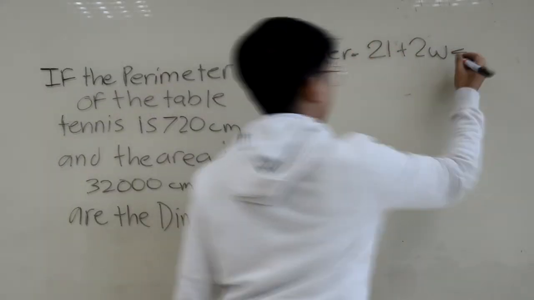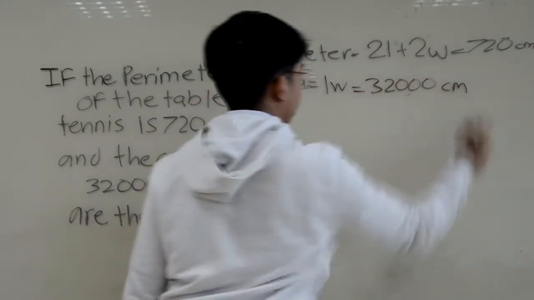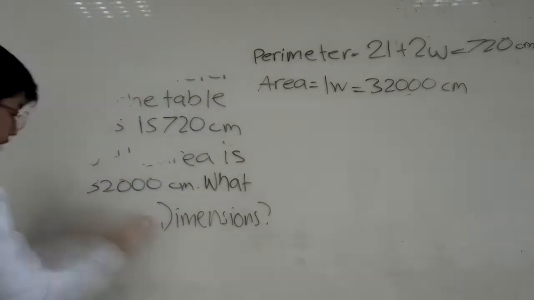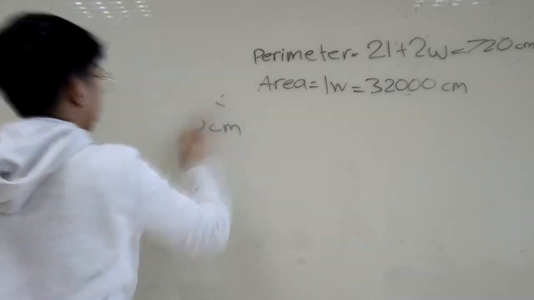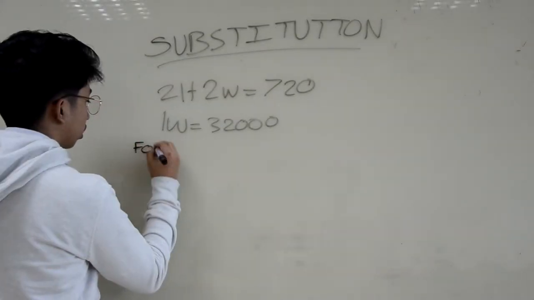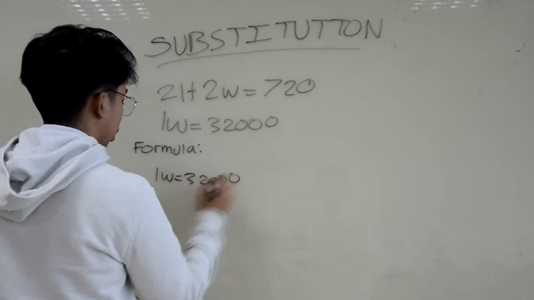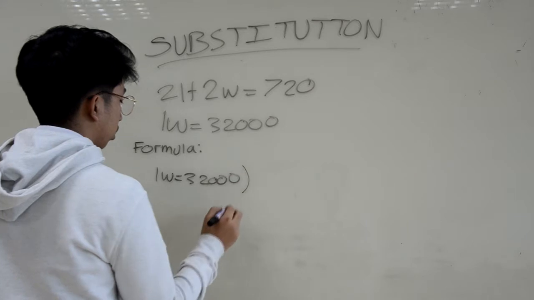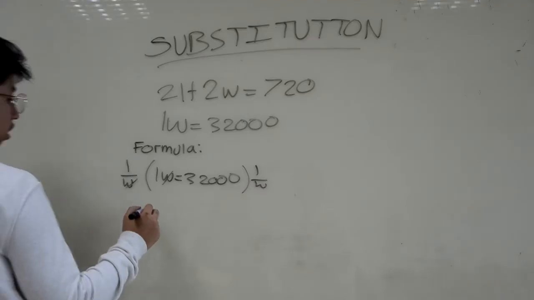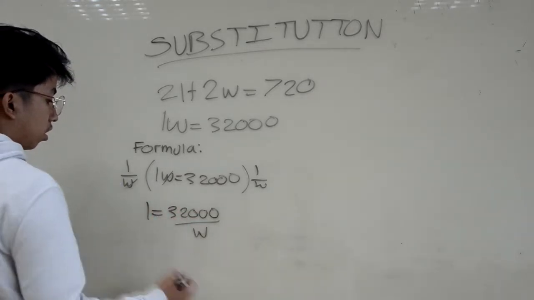Substitution. Using the two given equations, which are 2L plus 2W equals 720 and LW equals 32,000, we can solve for the length and the width. First, we use the equation of the area to find the equation of the length, because it is easier. So we multiply both sides of LW equals 32,000 by 1 over W, and that would be L equals 32,000 over W, and this will serve as our equation for the length.